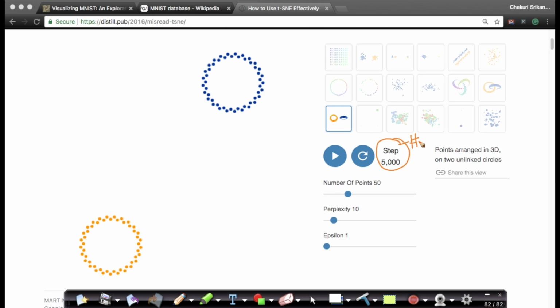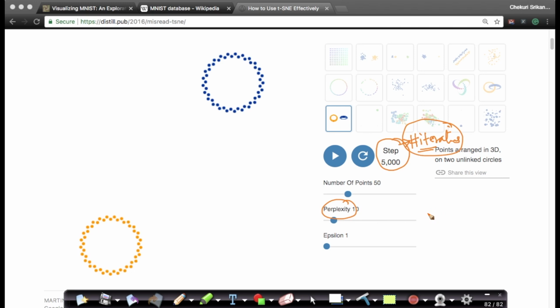Step size has a different meaning in optimization. Sorry, it is step. So I typically call this iteration. That's why I'm getting confused between step and step size. Sorry. So let's just call it number of iterations and perplexity. Okay, two most important. Perplexity says how many data points in the neighborhood whose distances I will try to preserve when I do a dimensionality reduction.